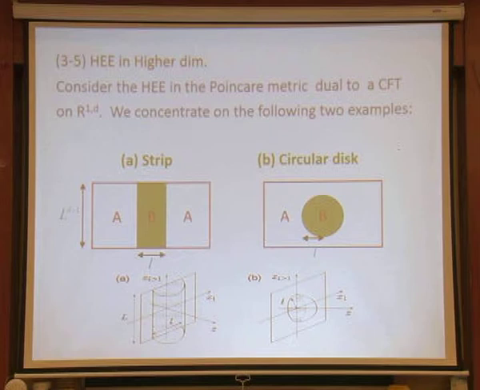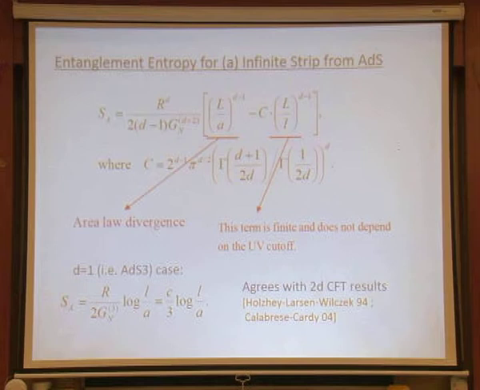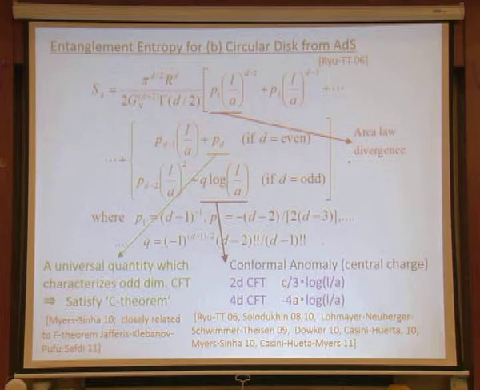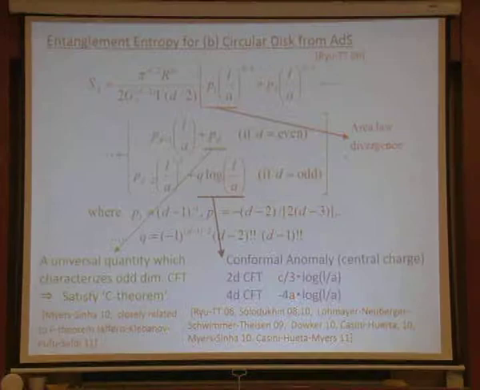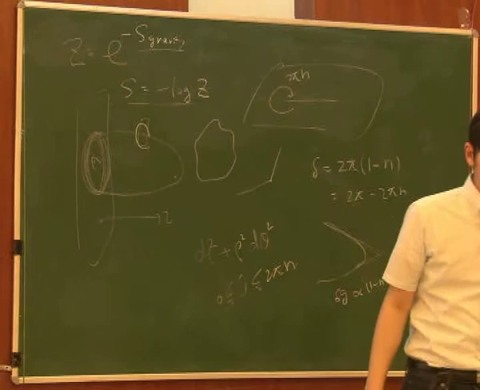For example, in the strip case, we get two terms. The first term is the area law divergence, and the second term is some universal finite constant. But if we take, for example, d goes to 1, they combine into a logarithmic term. And this, of course, agrees with 2D CFT, which was already mentioned. On the other hand, if we look at the circular disk, this behavior is also true for any subsystem like a disk. If the topology is a disk, then this kind of behavior is true, but with a different coefficient.